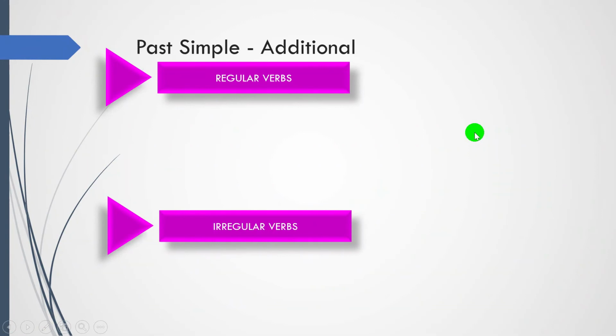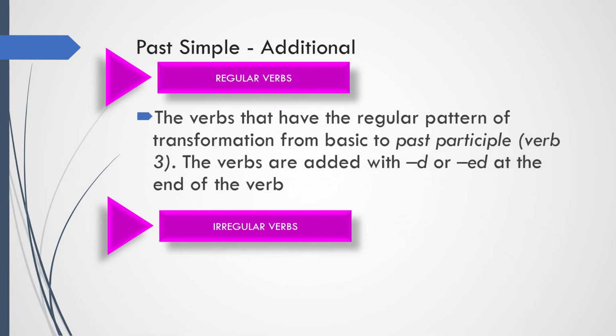Now we come to the additional topic for past simple. We have regular verbs and irregular verbs. What are regular verbs? Regular verbs are verbs that have a regular pattern of transformation from the basic form to the past participle, verb 3. The verbs are added with D or ED at the end of the verb. You can read this one in your module too. So the point is, regular verbs just need to add D or ED.